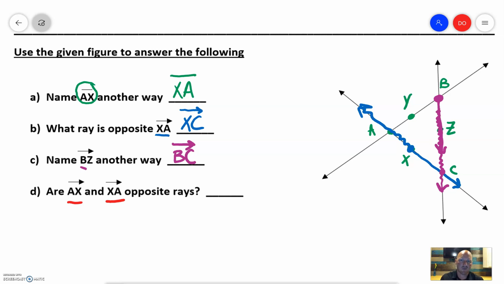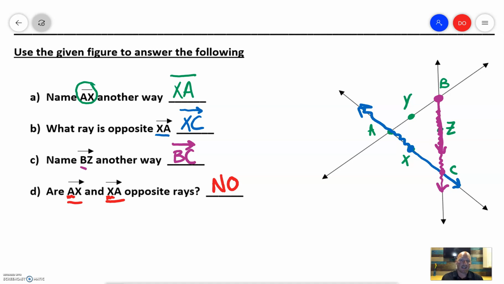We actually can answer this question without even looking at the diagram. Remember, opposite rays share the same endpoint. And here this first ray starts at A, this second ray starts at X. Therefore, they are not opposite rays. So are they opposite rays? A big N-O, no. Simply because they don't share the same endpoint.